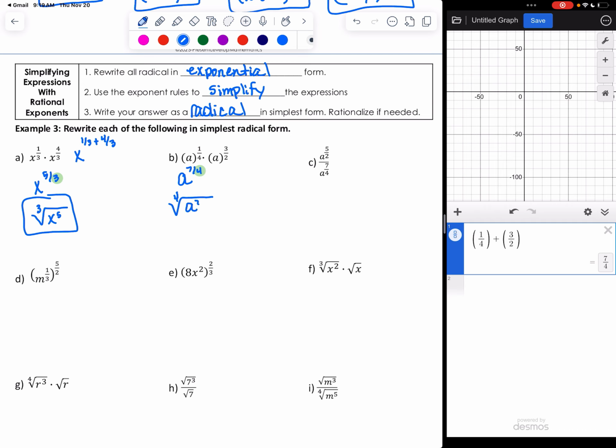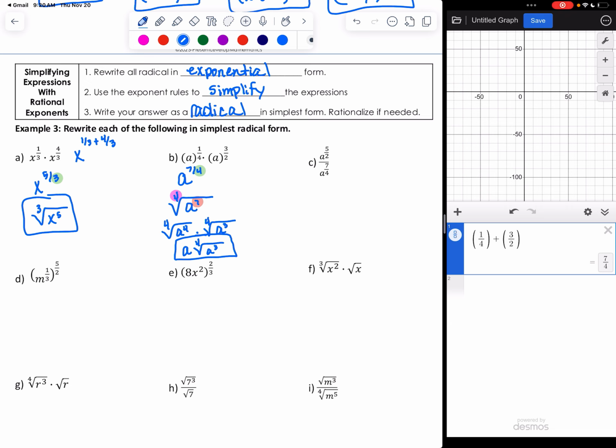Now, I know this can be simplified because my power is larger than my index. So to simplify this, I need multiples of 4. So I could rewrite this as the 4th root of a to the 4 times the 4th root of a to the 3, because 4 plus 3 gives you a power of 7. Now the 4th root of a to the 4 is just a. And then the 4th root of a cubed will not simplify. So a times the 4th root of a cubed.